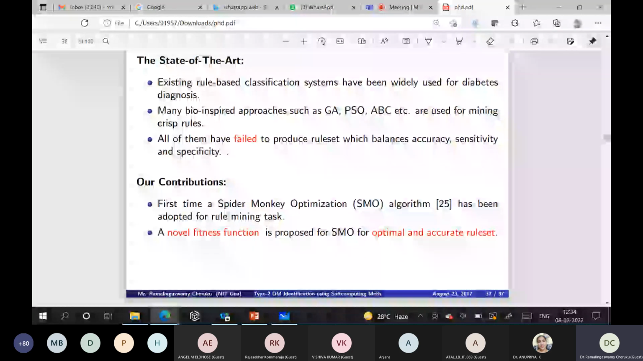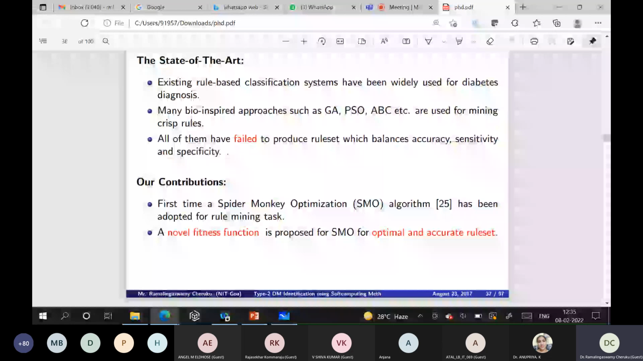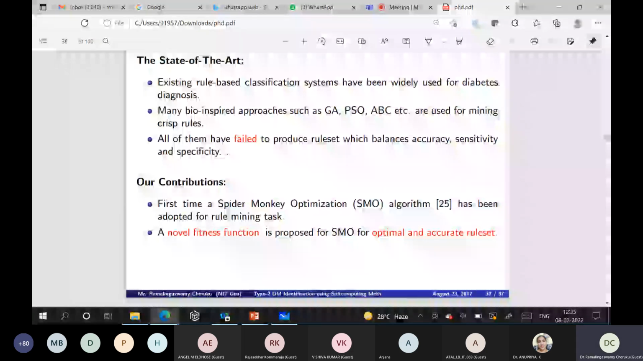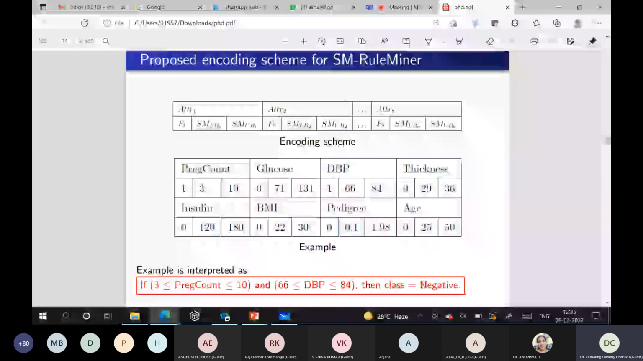crisp rules, we chose the latest algorithm at that time, the spider monkey, and we modeled the problem for the spider monkey. The given classification rule generation problem we modeled with the triplet concept. Then we tried to generate the crisp rules, and we succeeded by introducing a new novel fitness function, and we got good results too. Okay, so this was the modeling process.